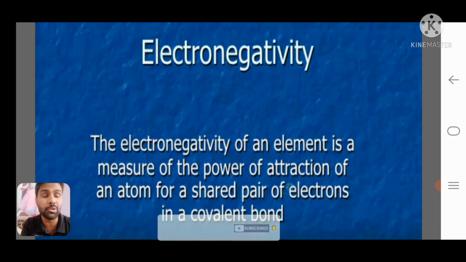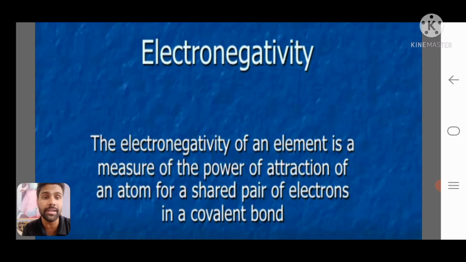Today we will discuss the electronegativity of the elements. Electronegativity of an element is a measure of the power of attraction of an atom for a shared pair of electrons in a covalent bond. In other words, it is the ability of an element to attract a shared pair of electrons towards itself in a covalent bond.